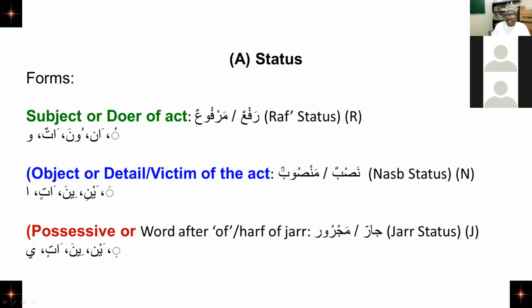Then it is termed or identified as man. You can see the nasb, but we call it the root word. So mansubun. It means the ism is in the status of nasb. Okay. So if an ism is in the status of nasb, of course, that is if it is the victim or the detail, then it will take these signs.